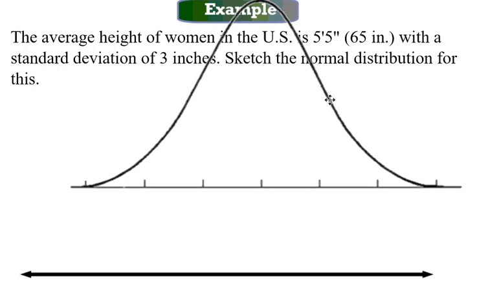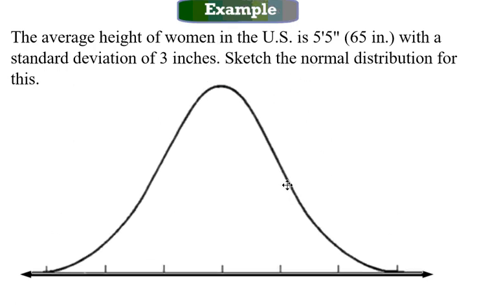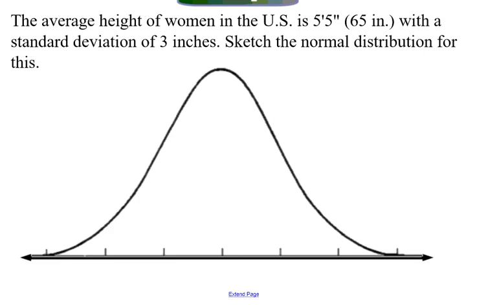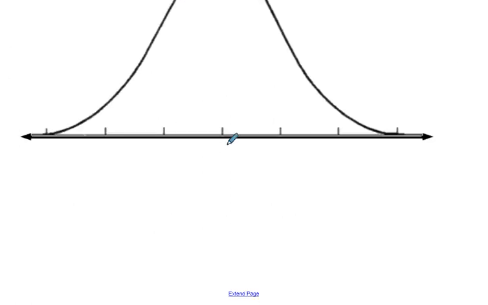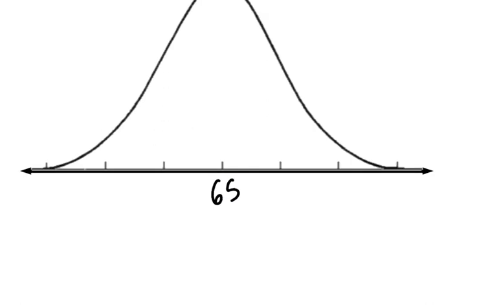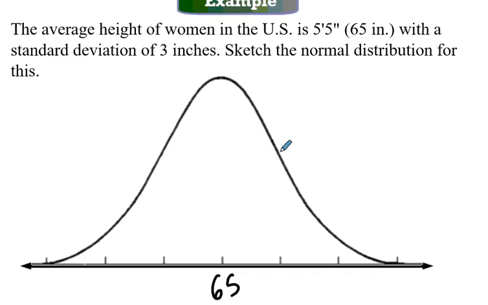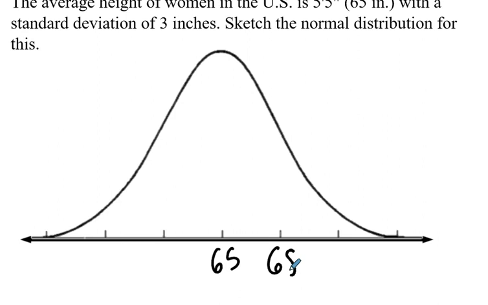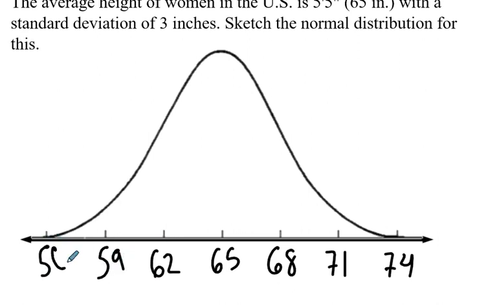Take a number line, we're going to sketch in a normal curve. If we know the mean is 65 inches, we're going to put 65 as the center. We know then that the point of inflection is 1 standard deviation away, and each standard deviation is 3 inches. So I'm going to add 3 going to the right. So this would be 68, then 71, then 74. If I go to the left, I'm subtracting. This must be 62, 59, 56. And that's what the normal distribution would look like for the average height of women in the US.